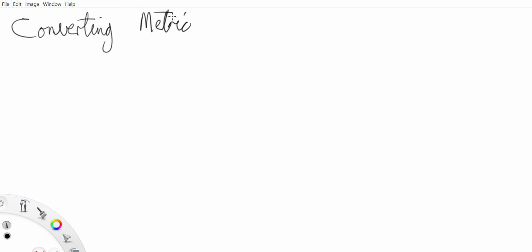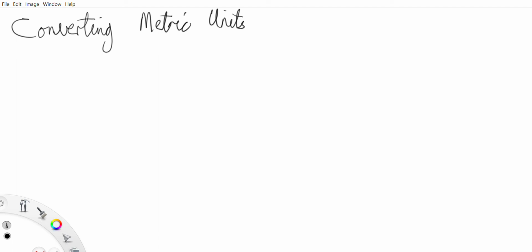Now metric units are just what we use, most of the world uses metric, which is things like the meter and the centimeter and the kilometer. There's some other places that use other sorts of units, but we're not going to talk about that one today. We're only going to talk about metric units.